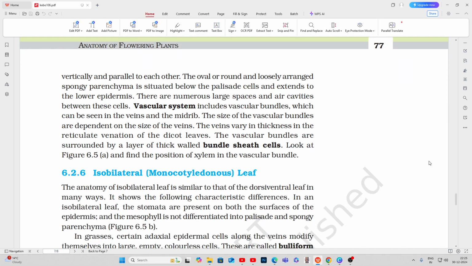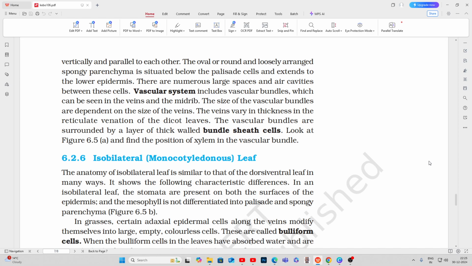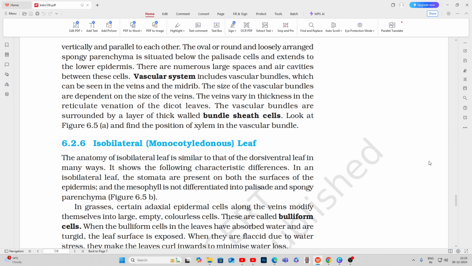The oval or round and loosely arranged spongy parenchyma is situated below the palisade cells and extends to the lower epidermis. There are numerous large spaces and air cavities between these cells.